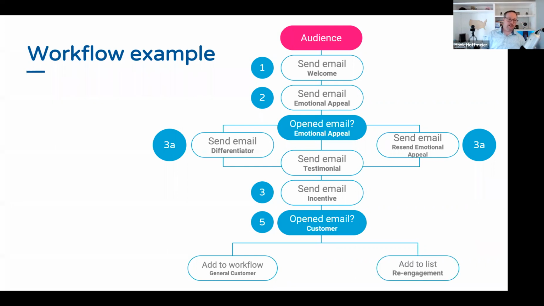And maybe they didn't, and they haven't opened an email in 6 months or 3 months. Maybe you can automatically add them to the re-engagement workflow. These all are plug and play, and you can send people from one workflow to another.